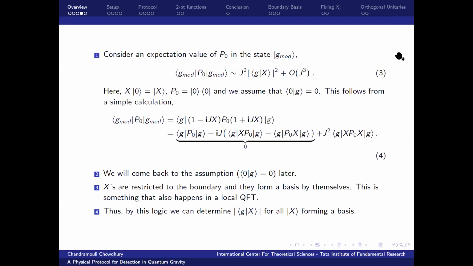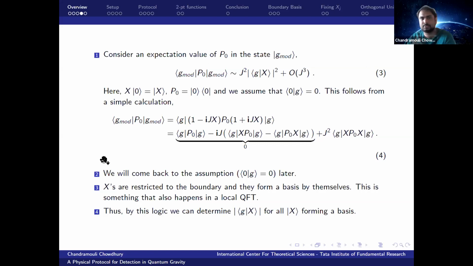Akhil, just to add to that, any quantum information question you ask requires this. If you don't have multiple identically prepared states, you can't make any sense of asking quantum information questions at all. Yeah, sure. Okay, thank you. So maybe let me proceed.